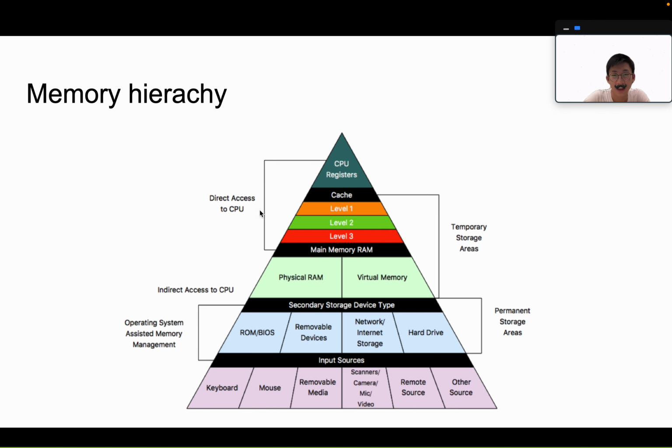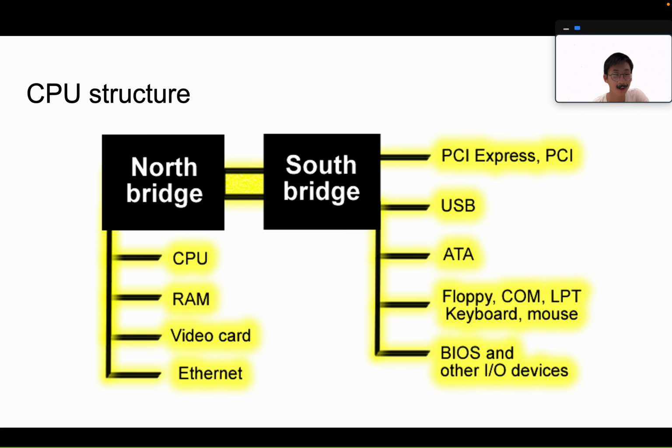Okay, so memory hierarchy, like I said, memory is where you store stuff, right? So how does it work? The CPU has to take stuff out of memory and then put it back into memory. So memory has to be really fast.